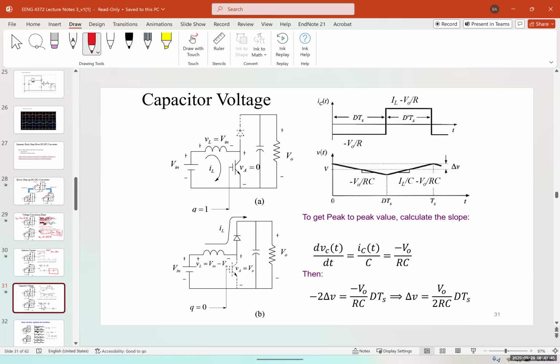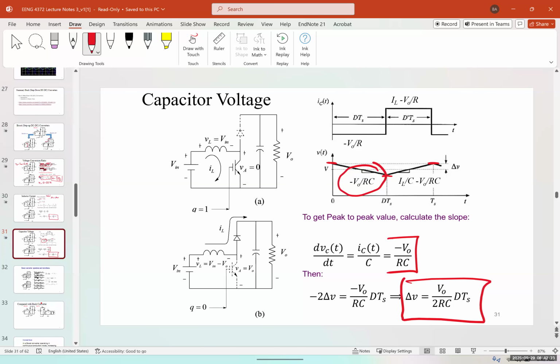So to get the peak value, we again calculate the slope, because we need to find where the slope is equal to 0 and changes direction. So it's going to be dVc(t) over dt, which is IC(t) over C, which is equal to negative V out over RC, which gives us the slope. Now, negative 2 delta V is equal to negative V out over RC dTs, so delta V would be equal to V out over 2RC dTs.